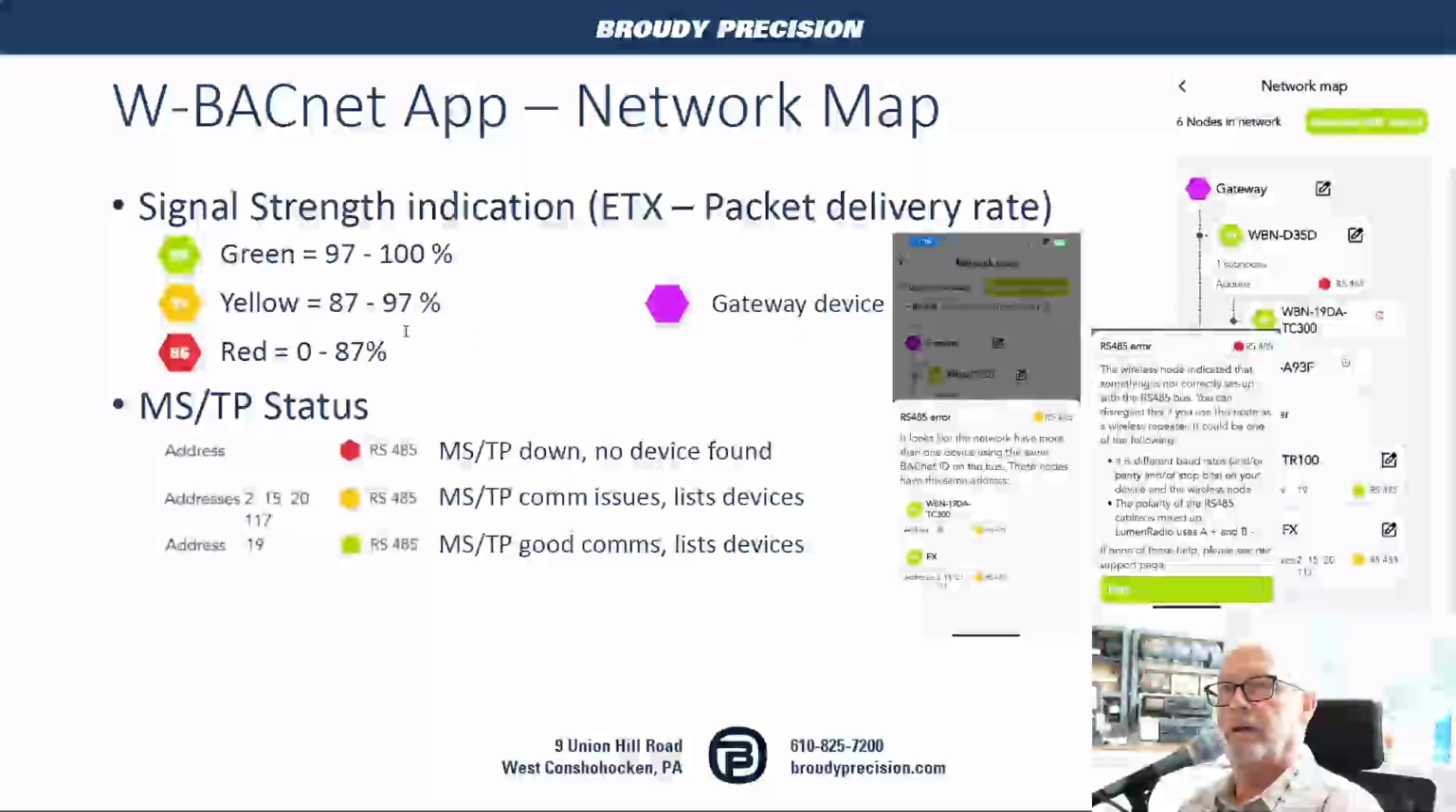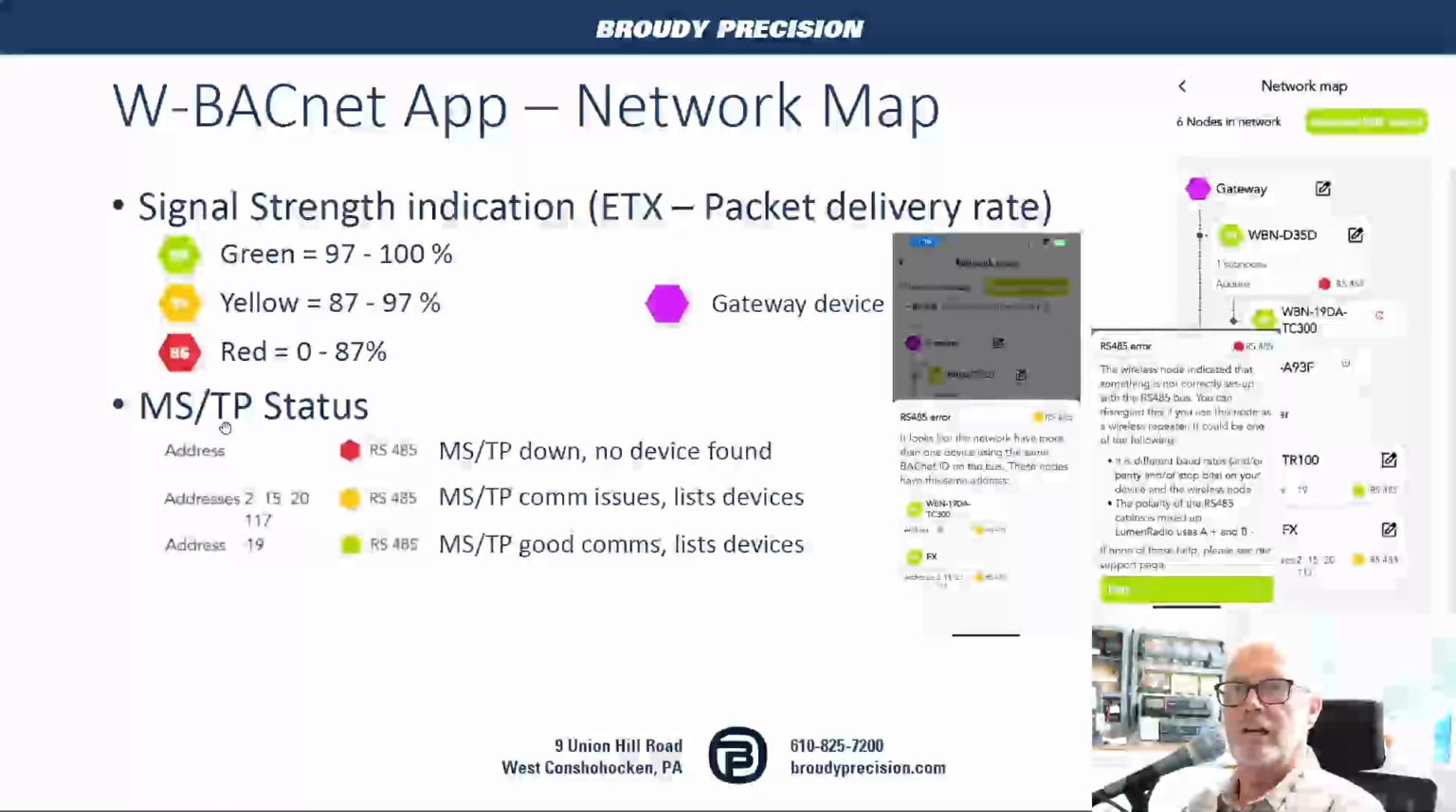It'll be yellow if it's between 87 and 97% with the number in there, and then it'll be red if it's 0 to 87, which means it's not a good signal. And you should add a repeater or another node in the system to be able to get a better signal to those devices that might be outliers a little further away.